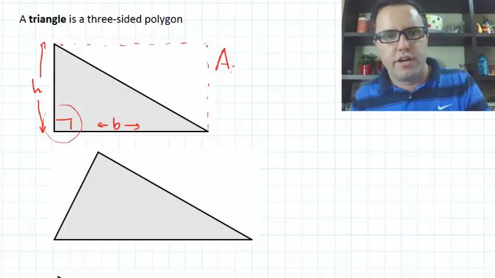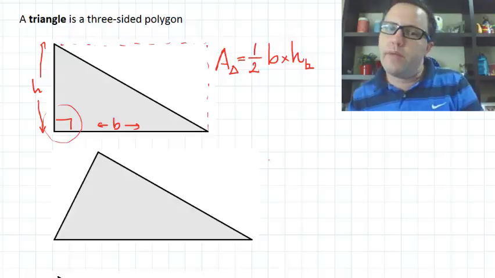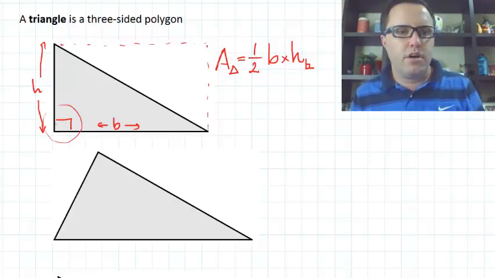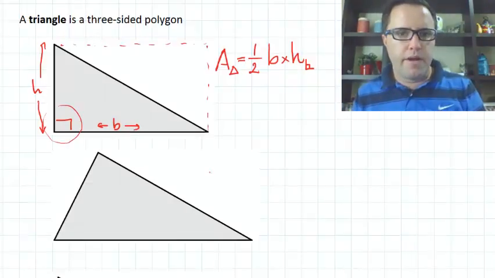So the area of our triangle is equal to half base times, now, I like to write that there, you don't always have to write it, but that means perpendicular height. So half of the base times the height that's at a right angle to the base, because that's really important.